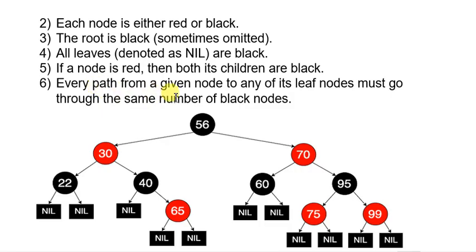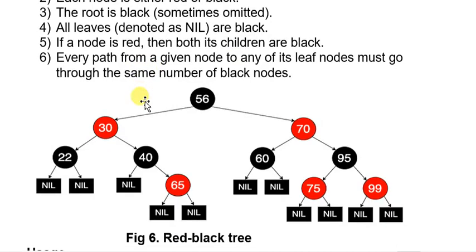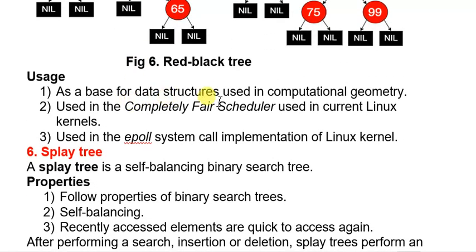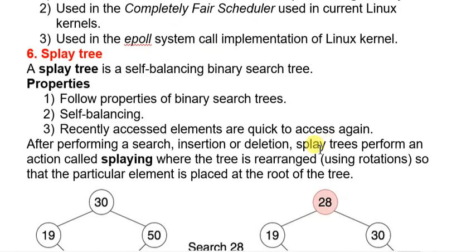Every path from a given node to any of its leaf nodes must go through the same number of black nodes. Usage: used as the base of data structures in computational geometry, used in the completely fair scheduler in current Linux kernels, and used in the epoll system call implementation of the Linux kernel.